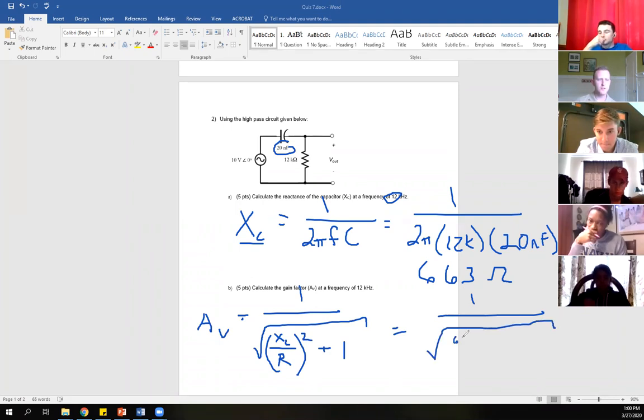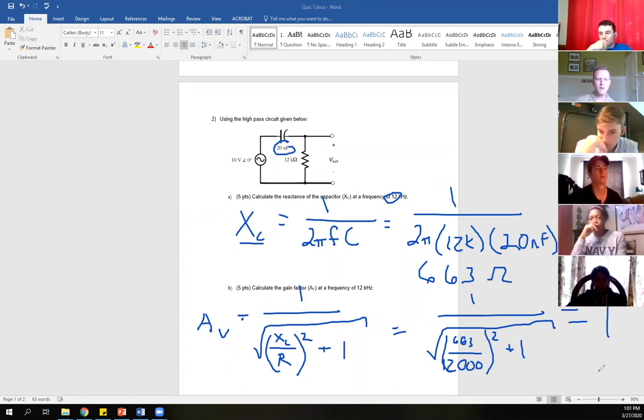But if I just see that 663 over 12,000, that's really small. I think it comes out to like 0.003 plus 1. Essentially, my factor comes out to 1. That's the point. It comes out to 1, and that's because it's a high pass filter. This is a high frequency.